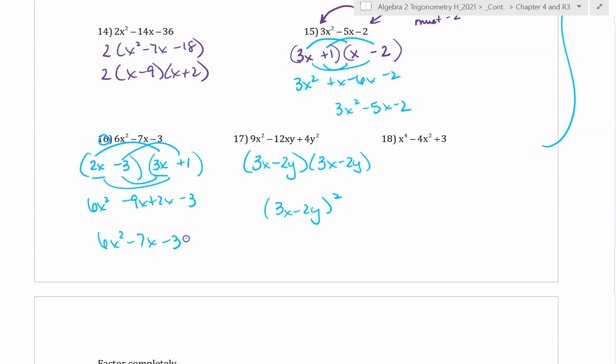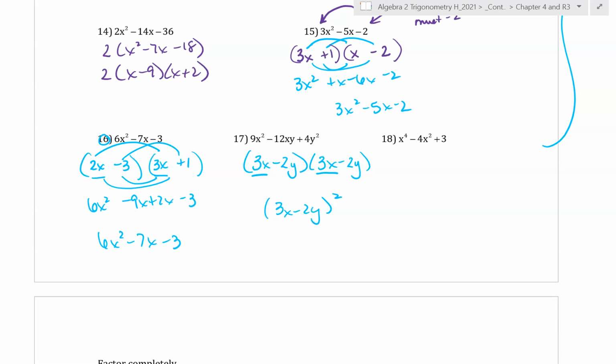For number 17, maybe the y's were confusing, so maybe it would help if you just pretended the y's weren't there for a minute. And 3x minus 2 and 3x minus 2, that would give me 9x squared minus 12x plus 4, because I knew that 3x times 3x is 9 and 2 times 2 is 4. The only problem is I have y's in there, and that's why I needed to place that y next to the 2, and that is the quantity 3x minus 2y, squared.